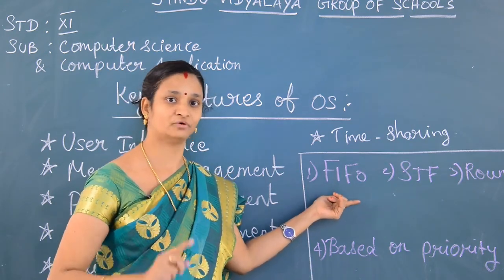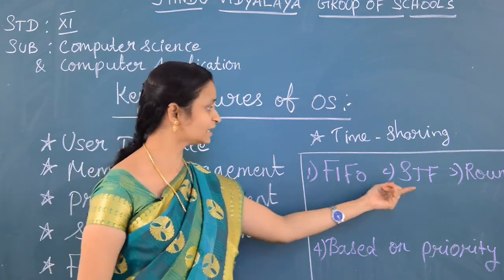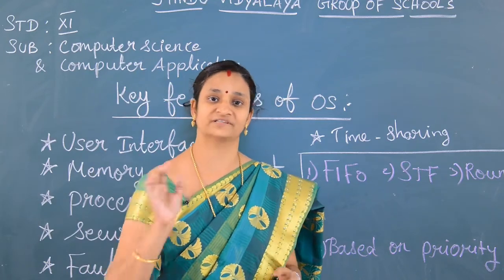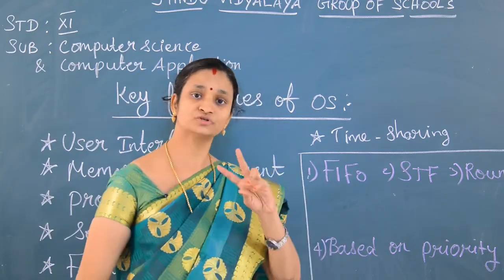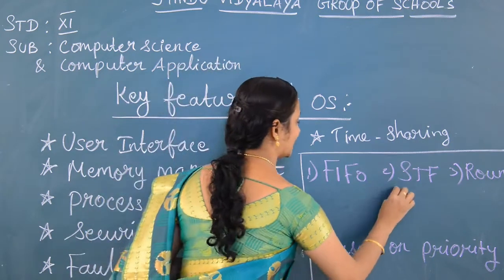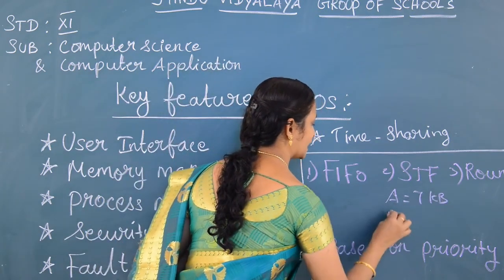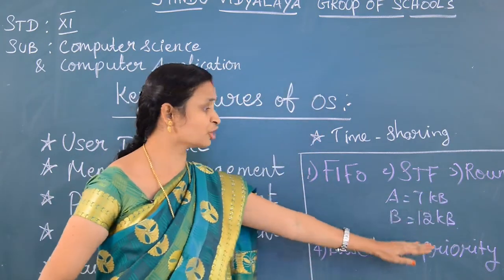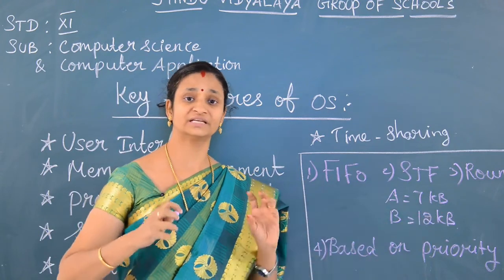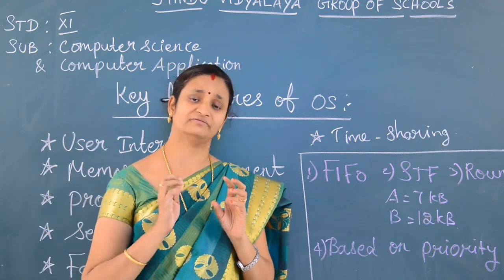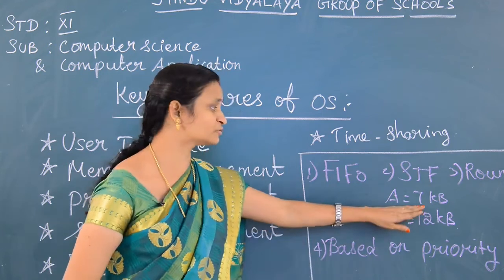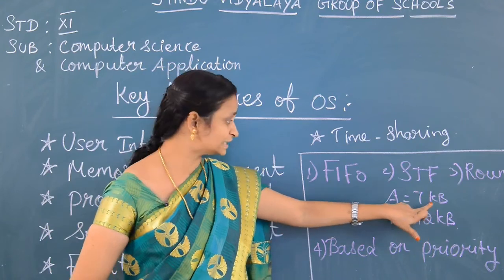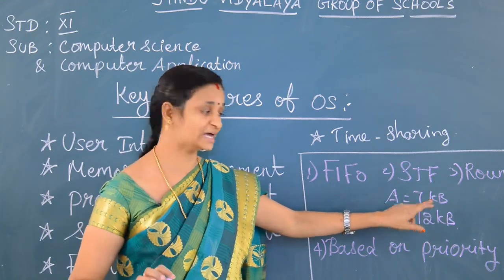This is called FIFO, first in, first out. Whereas SJF refers to shortest job first. If we have two jobs, like A equal to 7 KB and B going to hold 12 kilobytes, then which job can be performed within a short stipulated time? Of course, A, because A is going to hold 7 KB of memory.